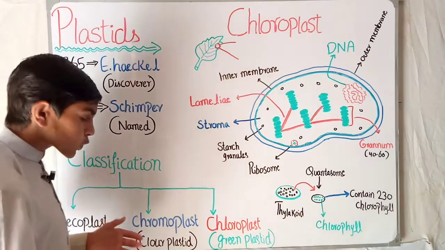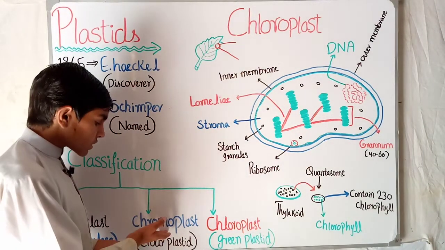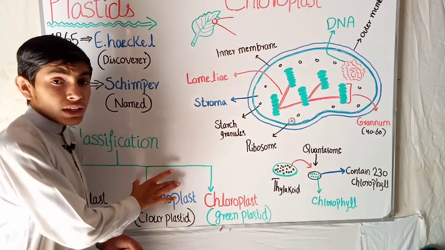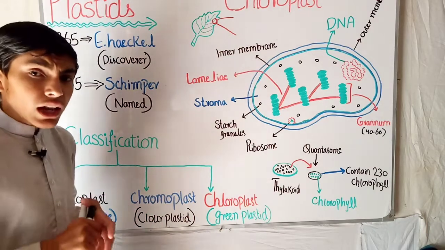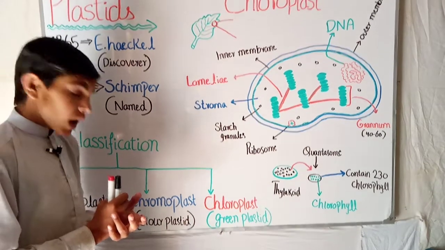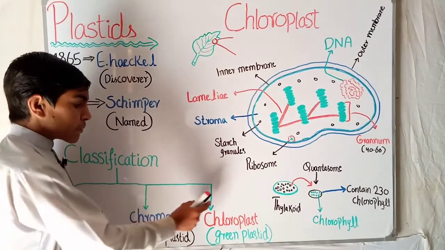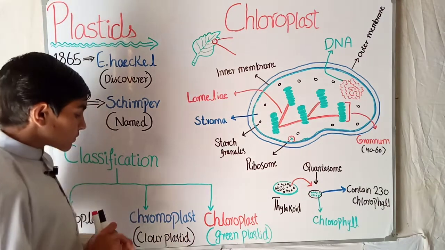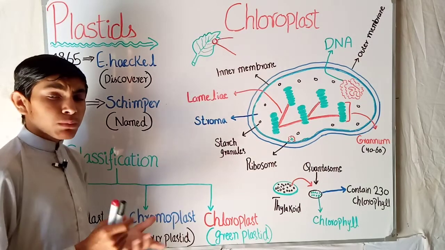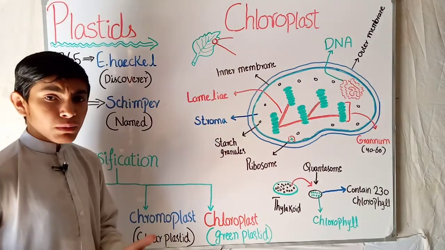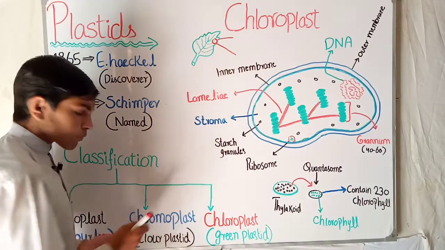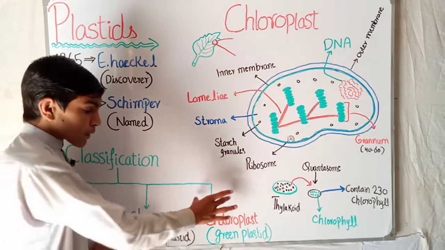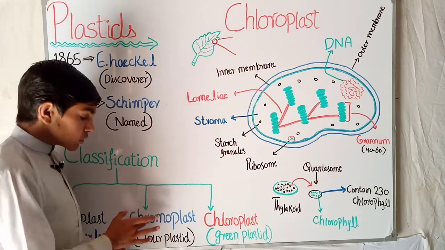Then next is the chromoplast. Chromo means colorful. These are the plastids, the pigments which have some color, but apart from green. All the colors found in the plant are called chromoplasts, except the green color. Green color is not involved in the chromoplast. Like in the flower, some purple, red, white colors. Different colors are found, but apart from green, these are all called chromoplasts.